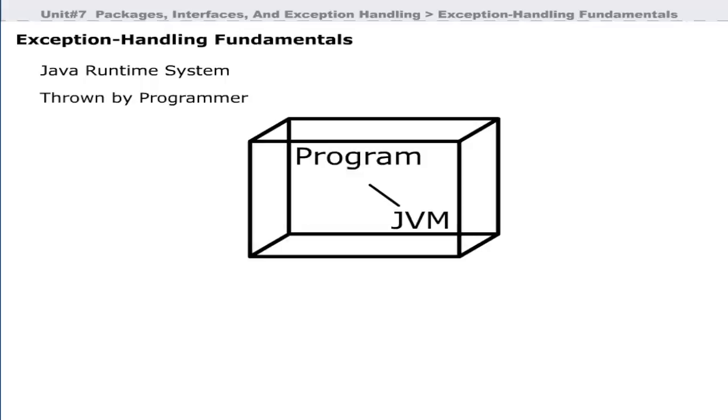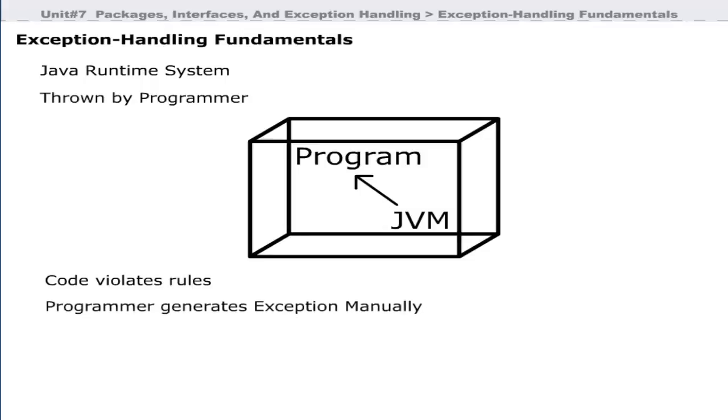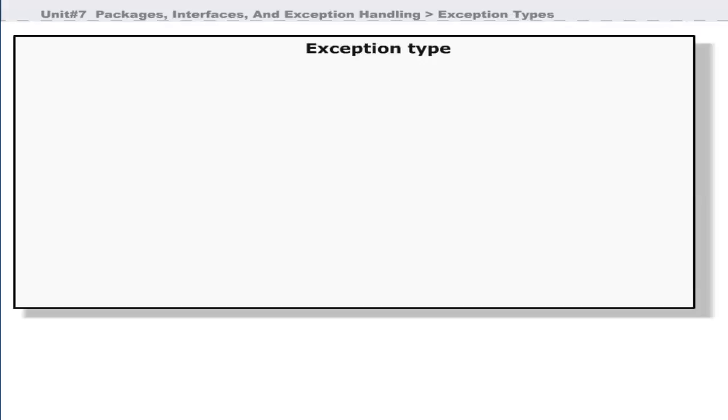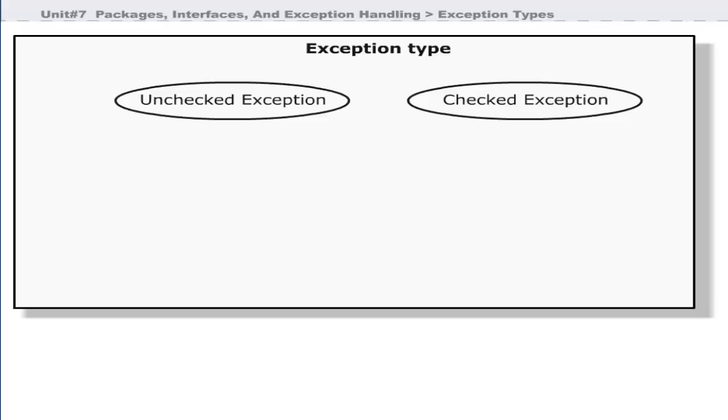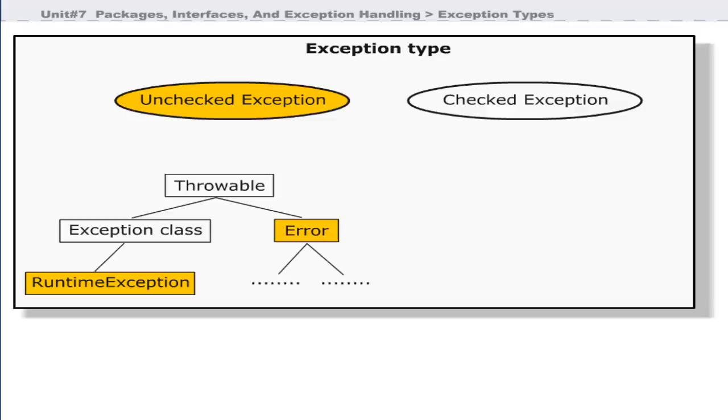The Java runtime system throws an exception and disrupts the program when program code violates rules of the Java language. A programmer can generate exceptions manually to indicate some error condition. Java categorizes exceptions into two types. These are unchecked exceptions and checked exceptions. Unchecked exceptions are mostly derived from runtime exceptions and error classes and their subclasses. Java does not check whether a method handles or throws these exceptions. These are handled by the default handler and thrown automatically by the Java runtime system.